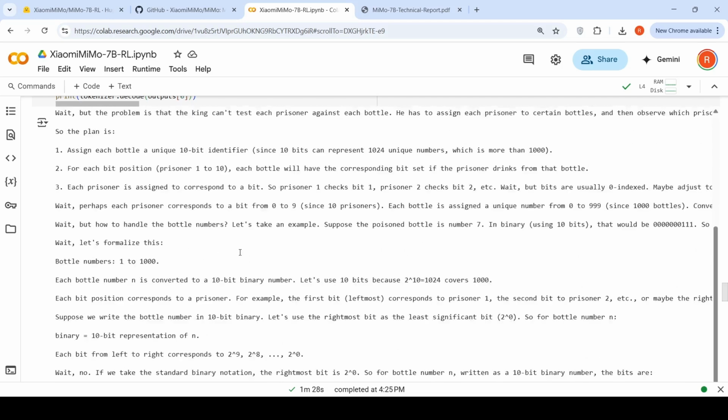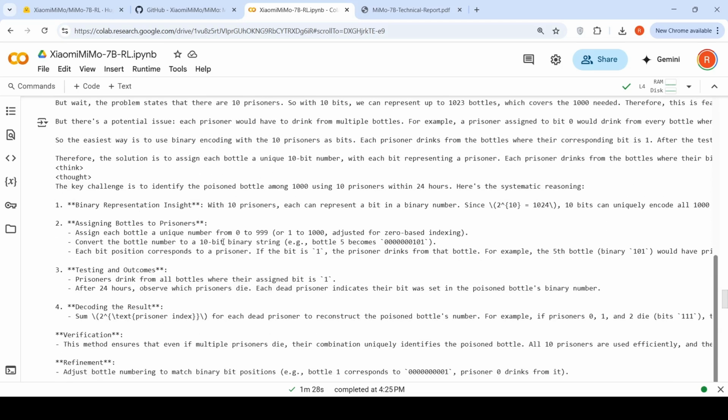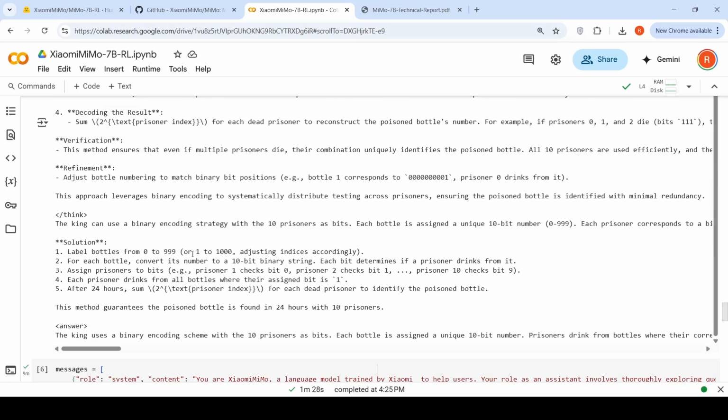So here it gives the proper solution after doing all the thinking, saying binary representation insight, and it talks about that. Then it says label bottles from 0 to 999, adjusting indices accordingly. For each bottle, convert its number to a 10-bit binary string. Each bit determines if a prisoner drinks from it. Assign prisoners to bits: prisoner 1 checks bit 0, prisoner 2 checks bit 1, prisoner 10 checks bit 9. Each prisoner drinks from all bottles with their assigned bit, and then you wait 24 hours.